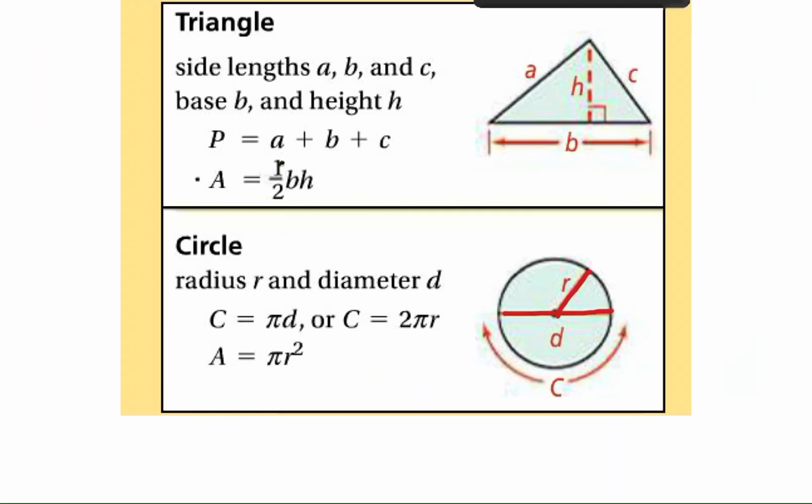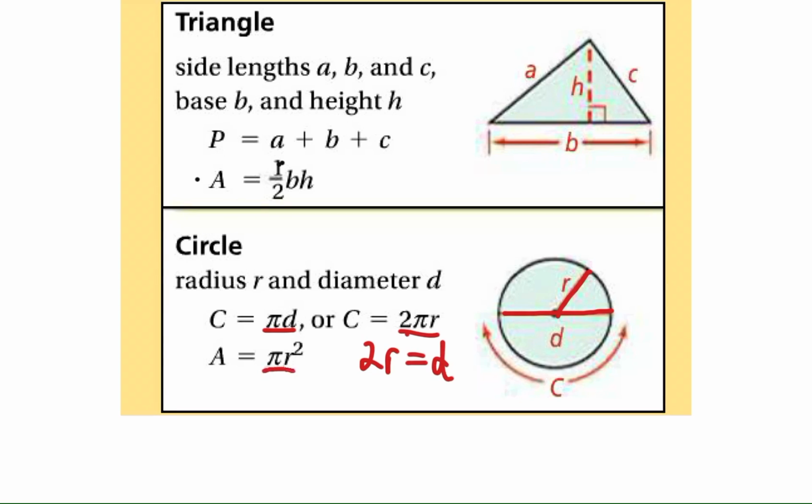If you were given the diameter, you're doing pi times d, or pi times the diameter. If you were given the radius, you would do 2 times pi times the radius. The reason you have to multiply by 2 is that 2 times the radius is equal to the diameter, or the radius is half of the diameter.